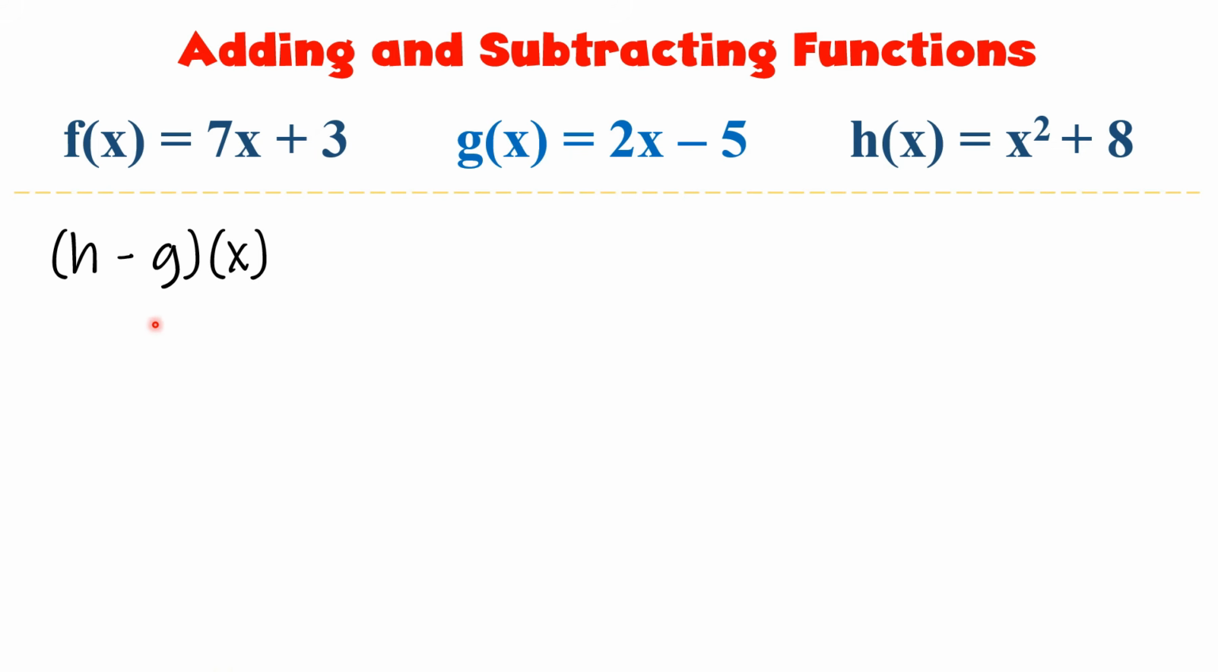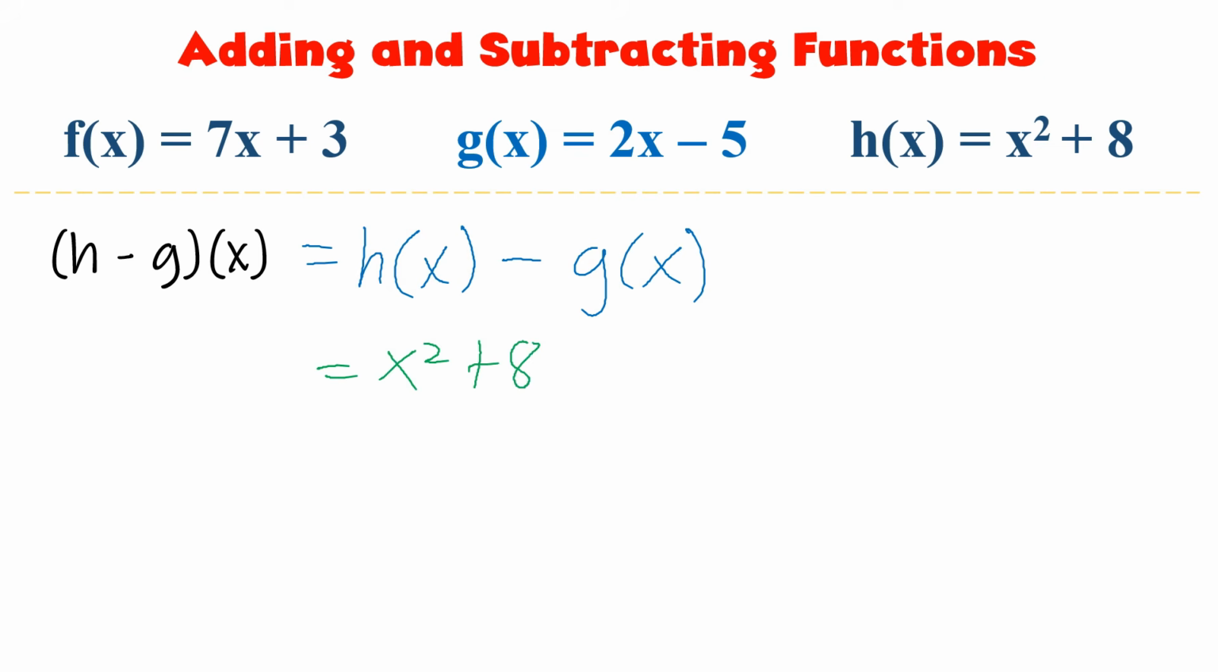Another example for subtraction, h minus g of x. So this is the same with h of x minus g of x. Substitute natin. For h of x, we have x squared plus 8. Let's just copy x squared plus 8. Then copy the minus sign, minus. For g of x, that is 2x minus 5. Since subtraction ito, again, i-enclose natin yung subtrahend, yung pangalawang polynomial, sa parentheses. So, magiging 2x minus 5. Ayan. Then, distribute natin itong negative sign.